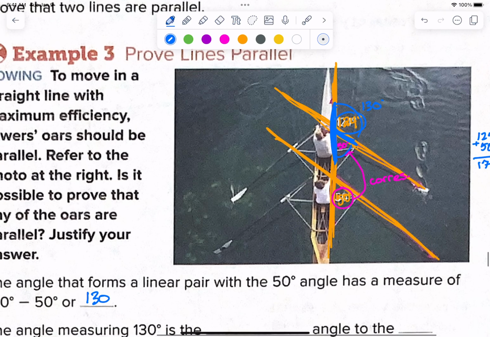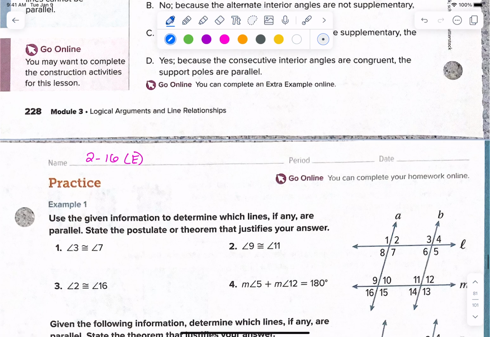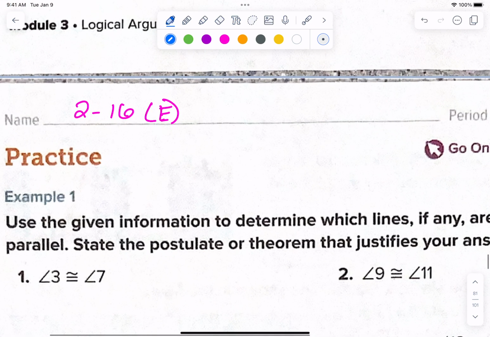Huh, interesting. Okay, that's all. Homework is 2 through 16 evens. It's short, I think, maybe. Okay, that's all.